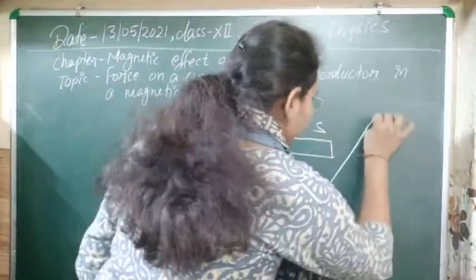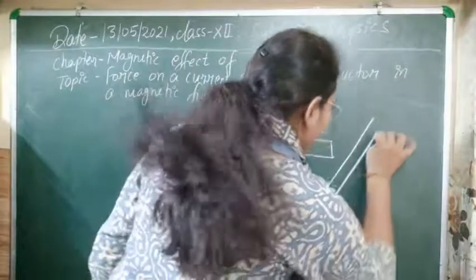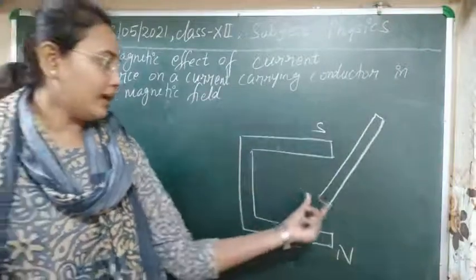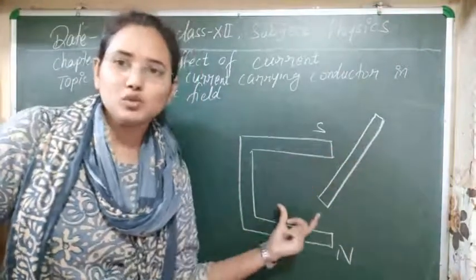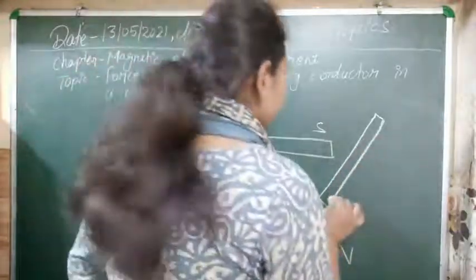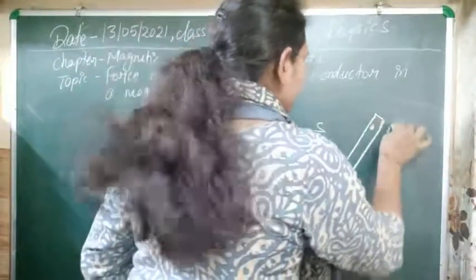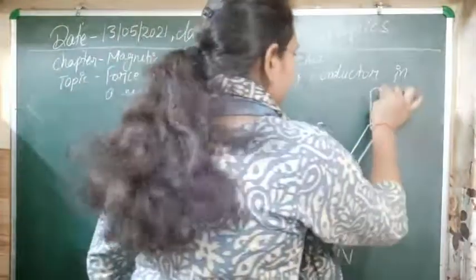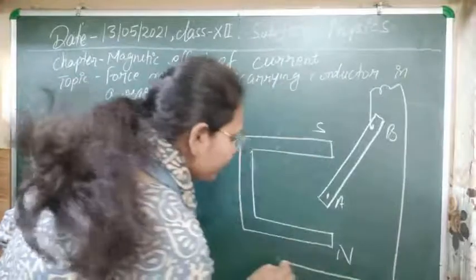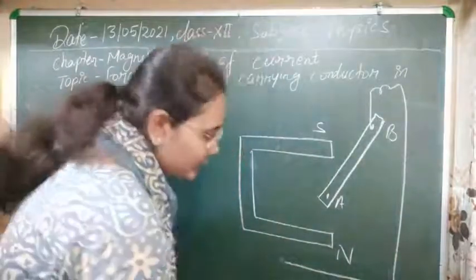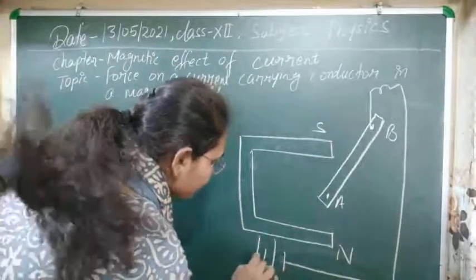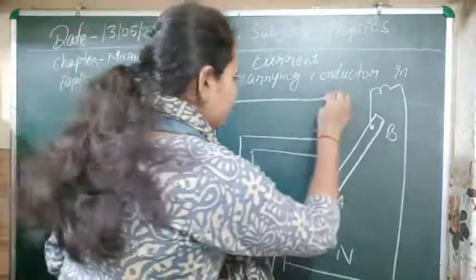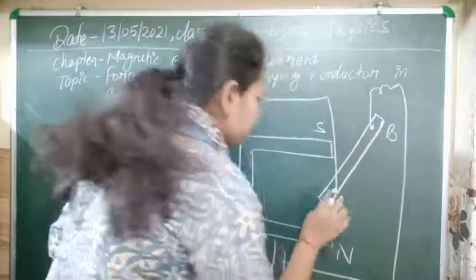Now the current carrying conductor that I have taken, let's hang it in such a way that its middle part is between these two poles of the magnet. Suppose this is the A end and this is the B end. Then connect its two ends to a battery with the help of some wire. Suppose here is the negative terminal and this is the positive terminal we have, sorry students, and let's connect it to this point A here.